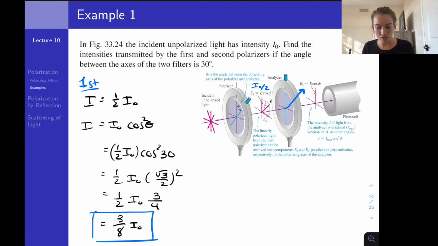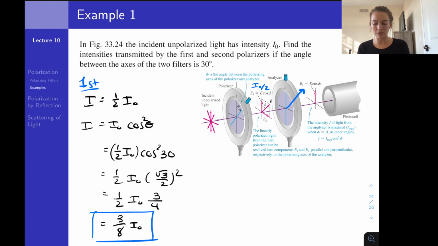So our initial unpolarized light, we said, had intensity I naught. It passes through this filter, gets decreased now to half of that. And now that new value is the I naught for our second filter. So that's why I plugged in 1/2 I naught here for our second filter, because it's the initial light that's about to pass through the second filter.